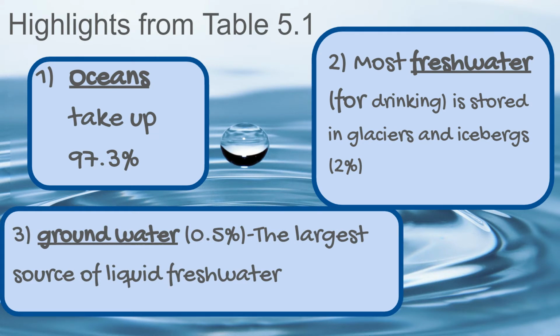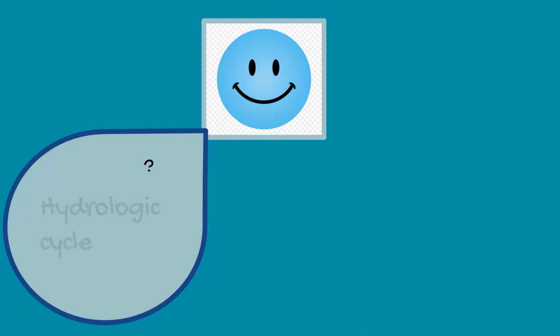Oceans, 97.3%, freshwater, and then groundwater. So freshwater is where most of our drinking water is stored, in glaciers and icebergs. It's about 2%, and then groundwater is about 0.8%. This is the largest source of liquid freshwater. The other sources are frozen.